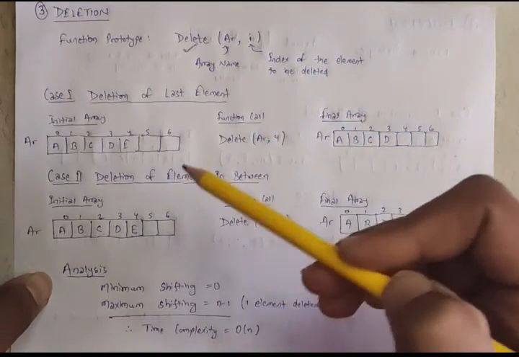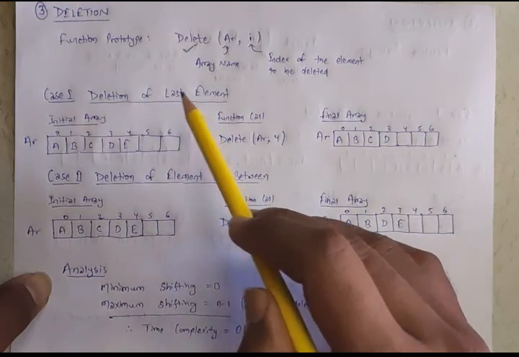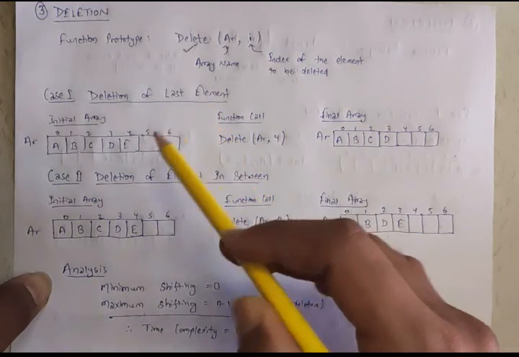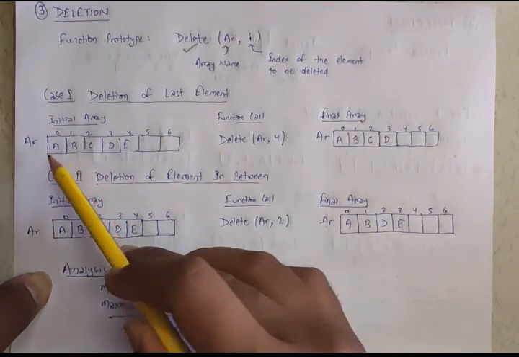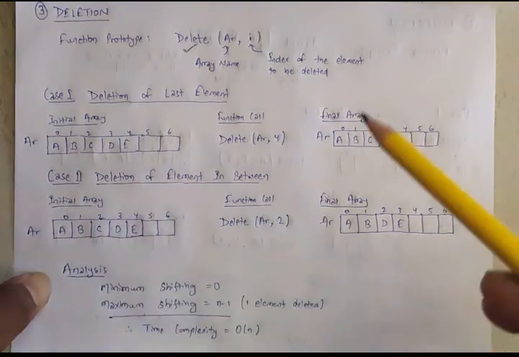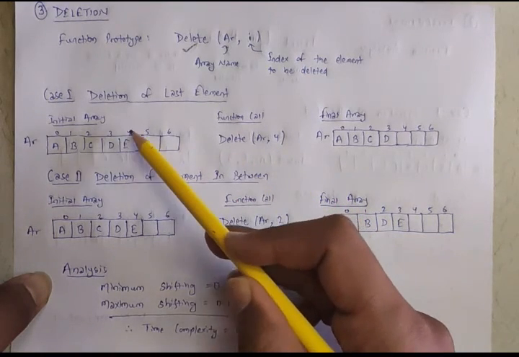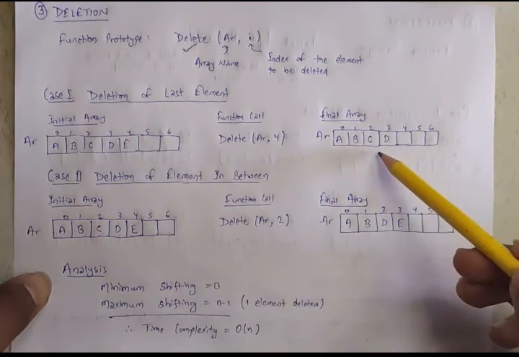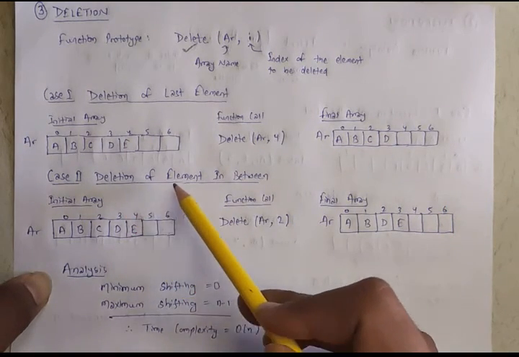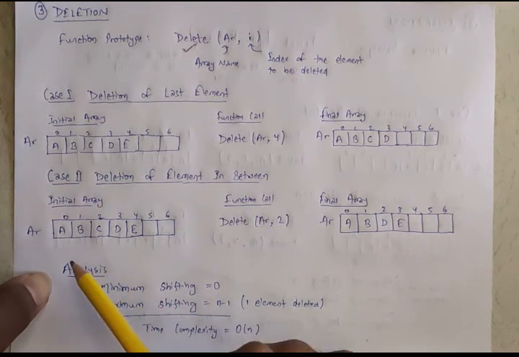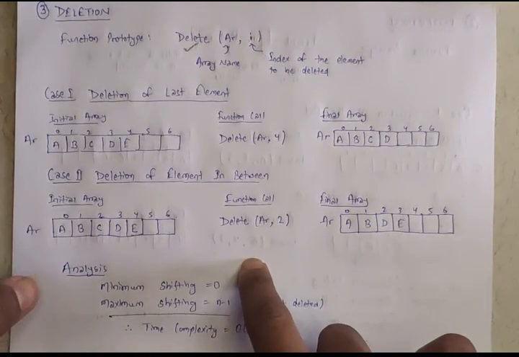So again here we have two cases. Case one is when we are deleting the last element. So let's suppose this is the initial array. We have been given some array in which elements are stored from A to E, and we want to delete the fourth element. Fourth element is the last element. So we would just go and delete that. So there would be no shifting. But when we want to delete any element which is present in between, we would have to perform shifting. So we would analyze that also.